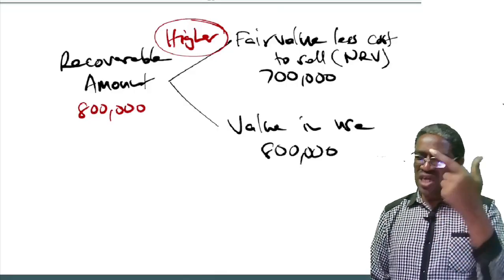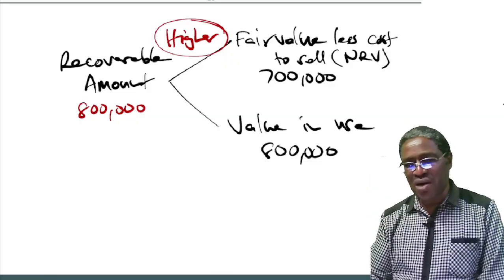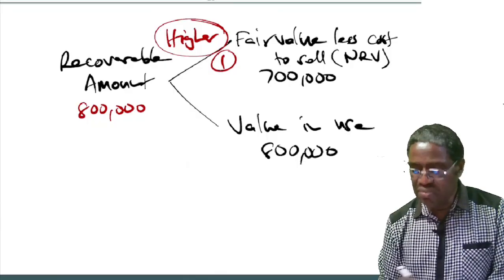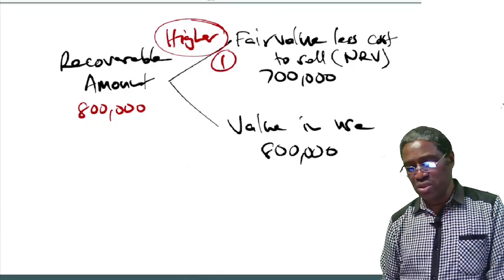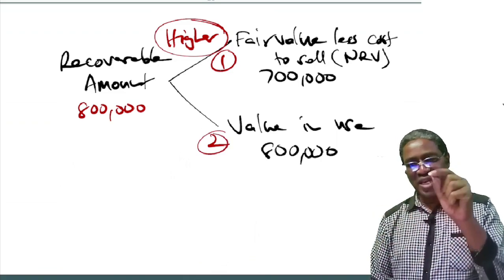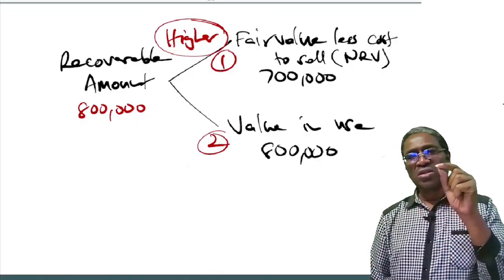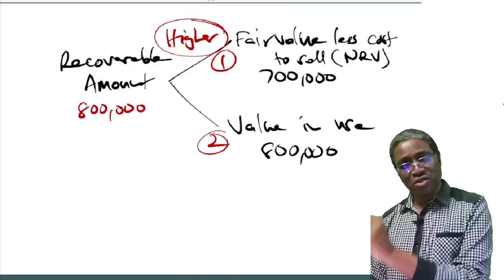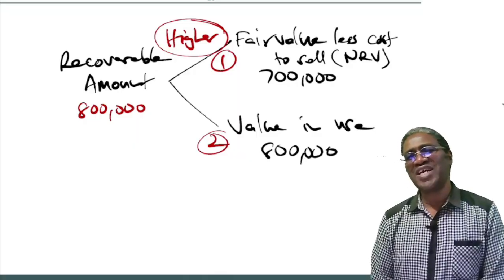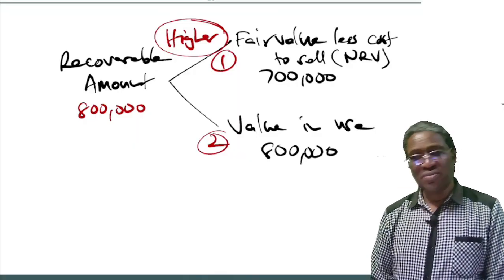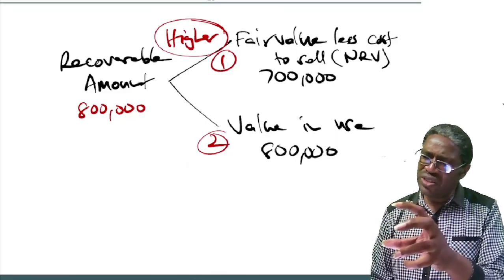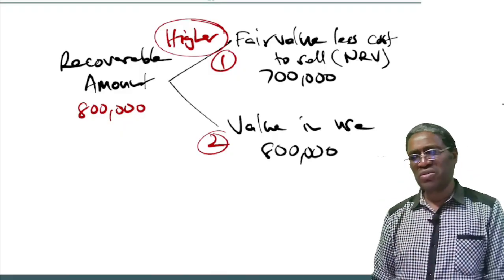And we are saying recoverable amount of an asset is the amount that is considered to be the higher of, number one, net realizable value, number two, value in use. The higher of the net realizable value or the value in use. Whichever of the two is higher, that is what you consider to be the recoverable amount. But then the question now comes, how do you determine this amount we are calling the net realizable value?